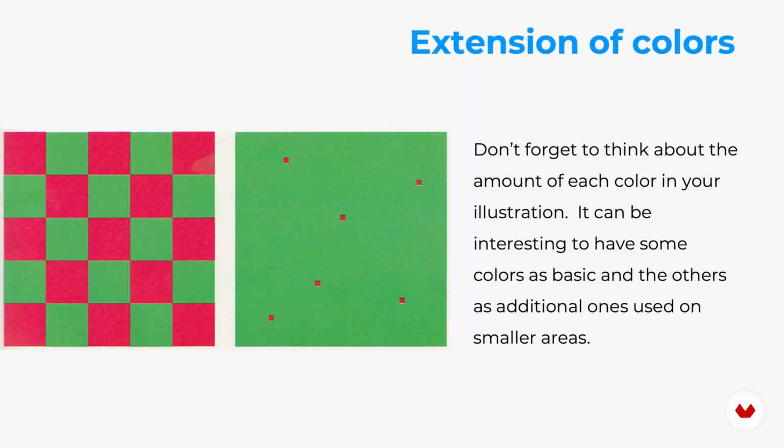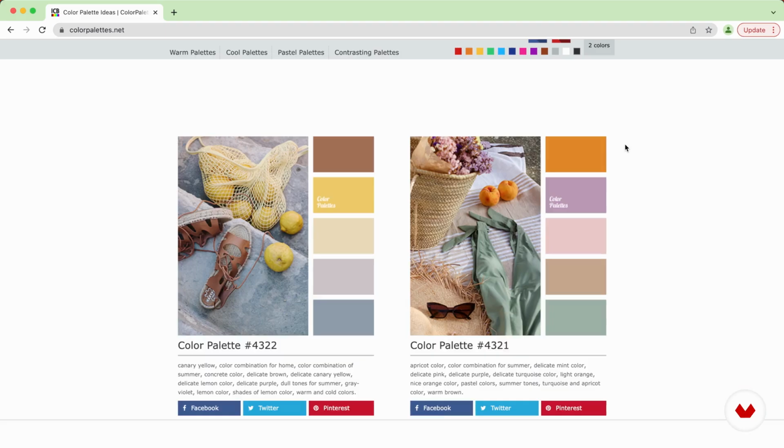Remember about extension of colors. This is the amount of color you can use. Don't forget to think about the amount of each color in your illustration. It can be interesting to have some colors as basic and the others as additional ones, used in smaller areas to create a nice mix. And of course remember that these color combinations are just suggestions. You can start from there and then create your own palette.